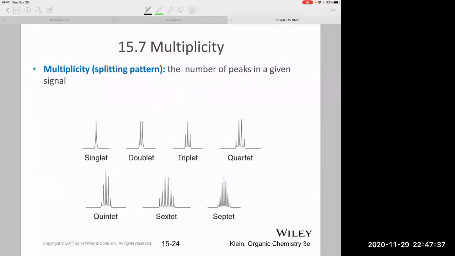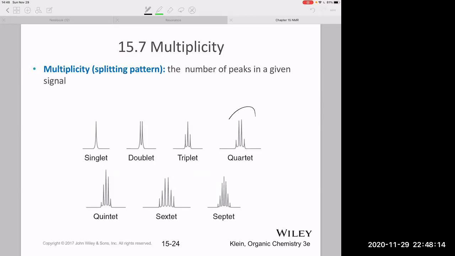All right, so now the multiplicity, or the splitting that we see. Different from our carbon NMR, which only had these nice distinct sharp peaks, for hydrogen NMR our peak is split into a few other ones. If it's just one all by itself, we call it a singlet. If it's split in 2, it's a doublet. 3 is a triplet. 4, quartet. 5 is a quintet. 6 is a sextet. 7 is a septet. So that's just the splitting of each of those peaks.